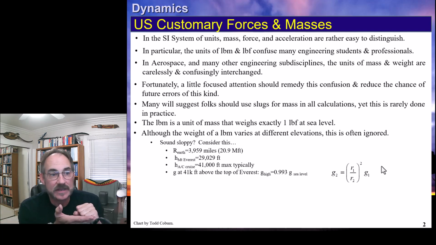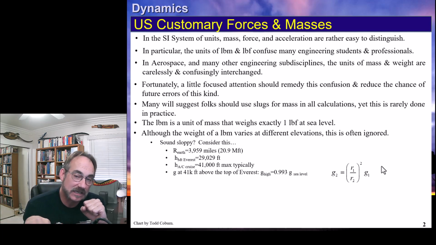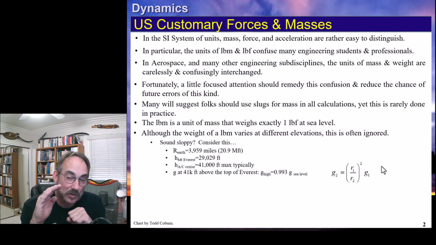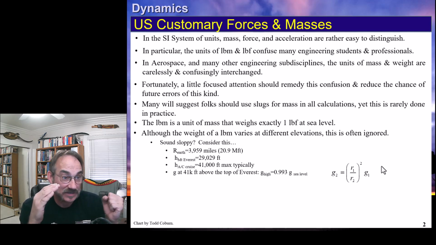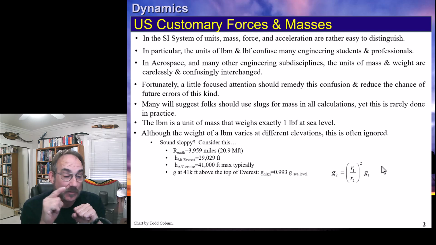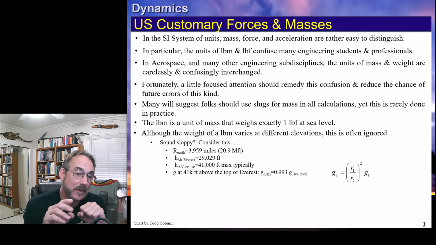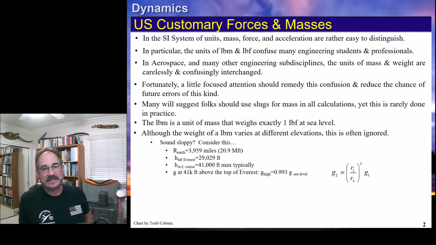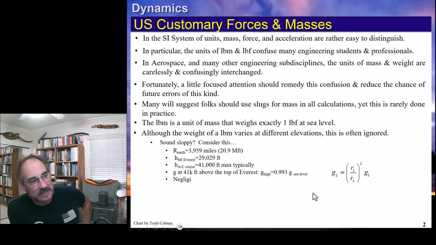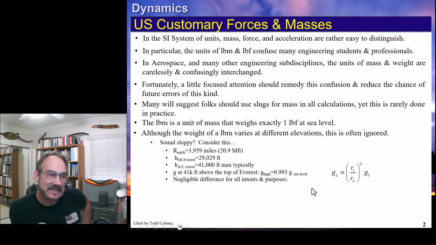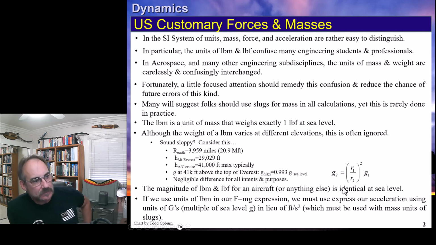If we want to talk about the acceleration of gravity, how much it pulls on us on the top of Everest, we would have to put in the radius of the Earth plus the height of Everest in our R2, and put in the radius of the Earth in R1, and that would give us the acceleration of gravity at that elevation. So that's a convenient little calculation that we can use.